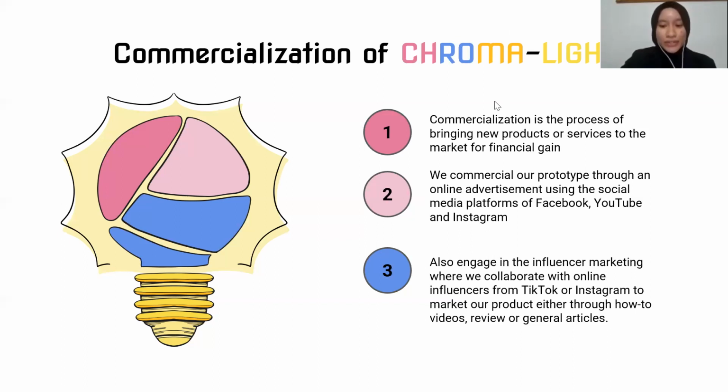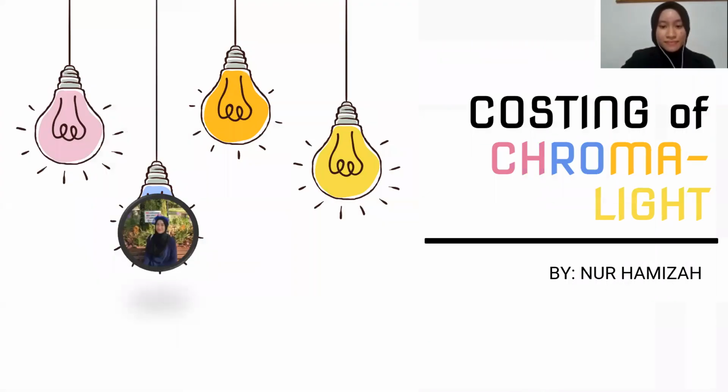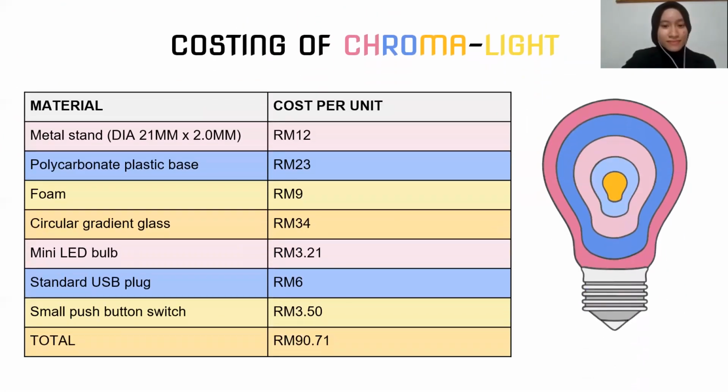Next, to the product costing. This is where the list of materials you will be using to create the product, such as metal stand, polycarbonate plastic base, foam, circular gradient glass, mini LED bulb, standard USB plug, small push button switch, with a total amount of RM19.71. And the price will be RM45 for a product. And that will be all from me.